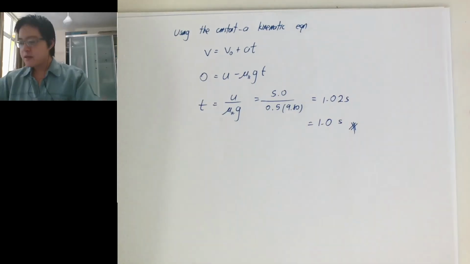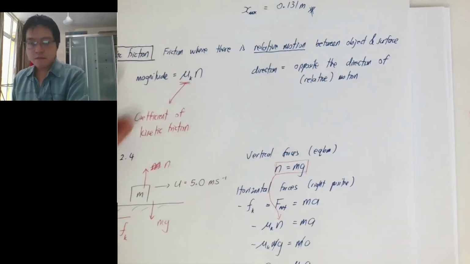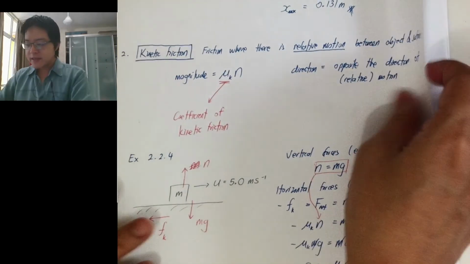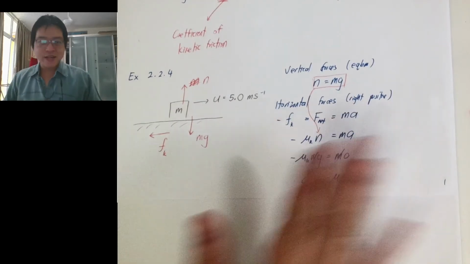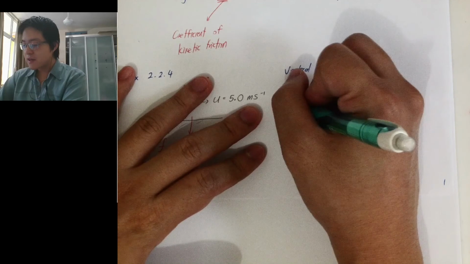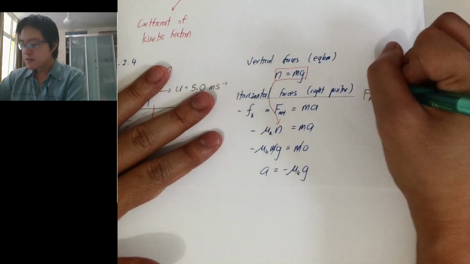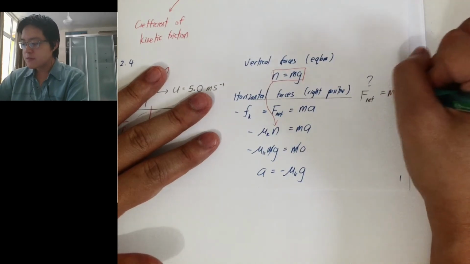Explain this part. Okay, so we are talking about this, right? Basically, it's nothing, I think I wrote too many things. Basically, I want to find for the horizontal direction, what is the net force? And then by Newton's law, it's just supposed to be ma.